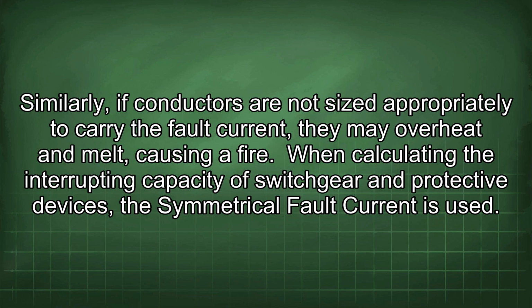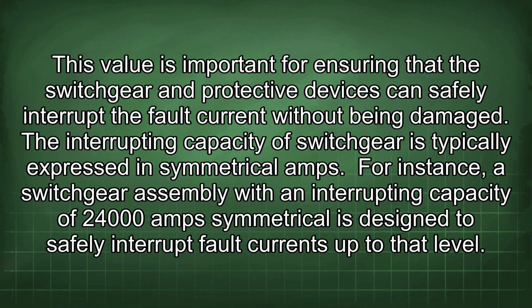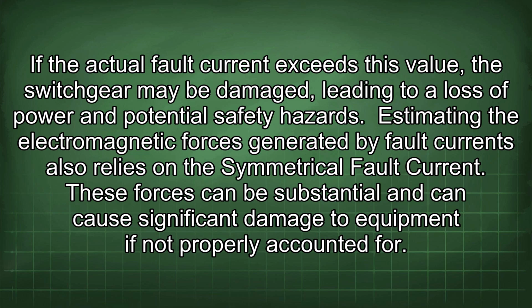When calculating the interrupting capacity of switchgear and protective devices, the symmetrical fault current is used. This value is important for ensuring that the switchgear and protective devices can safely interrupt the fault current without being damaged. The interrupting capacity of switchgear is typically expressed in symmetrical amps. For instance, a switchgear assembly with an interrupting capacity of 24,000 amps symmetrical is designed to safely interrupt fault currents up to that level. If the actual fault current exceeds this value, the switchgear may be damaged, leading to a loss of power and potential safety hazards.